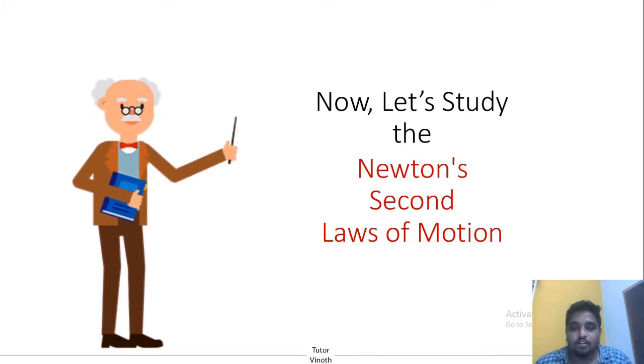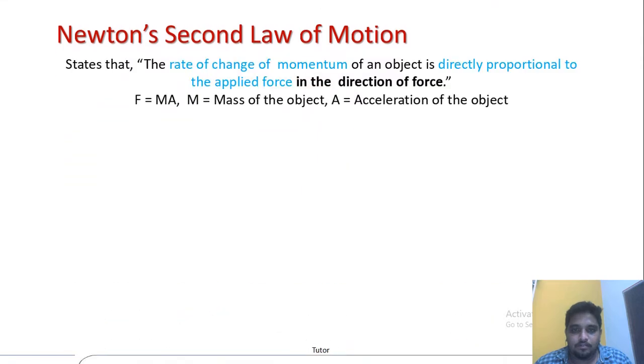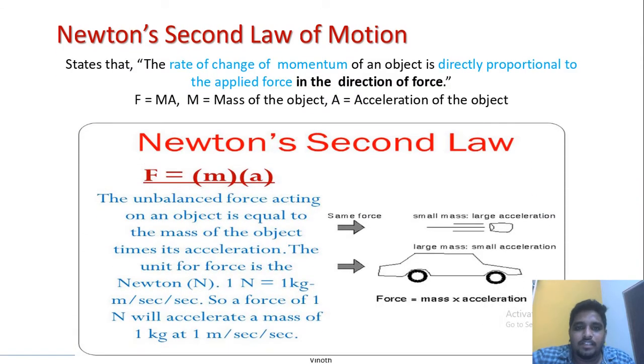What is Newton's second law of motion? The rate of change of momentum of an object is directly proportional to the applied force in the direction of the force. In other words, we can say F is force, m is mass, and a is acceleration. So F is directly proportional to the mass of the object times the acceleration of the object.